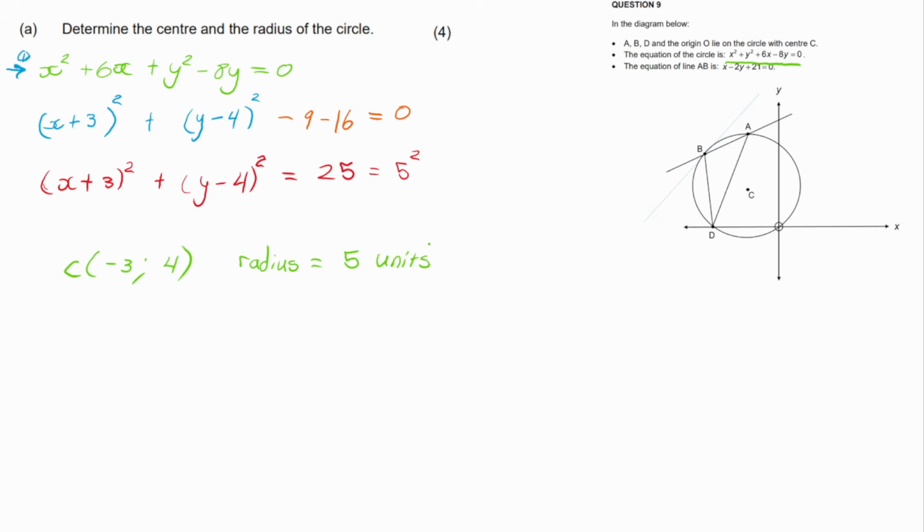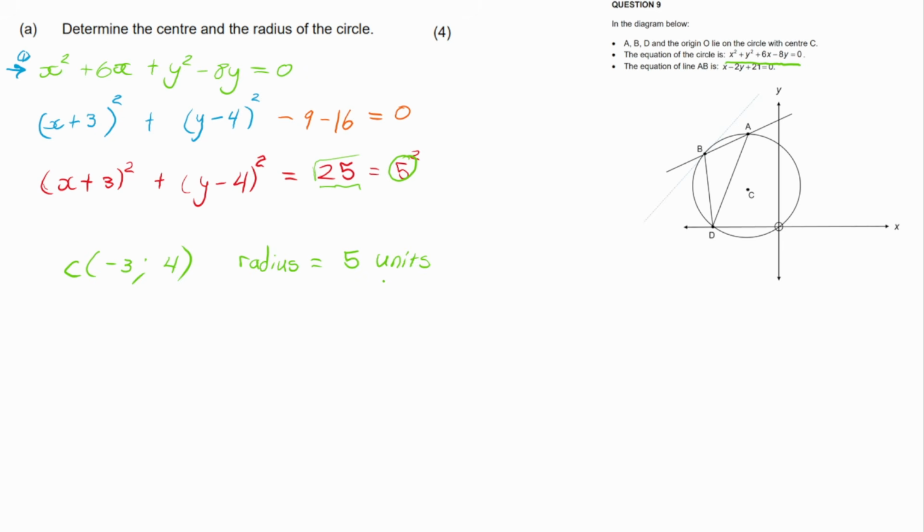So be very careful. This number on the right, this number here on the right is 25. It's the radius squared. So to determine the radius, we take the square root of this. So that's why it's 5. That's why the radius is 5. Okay, so that's all we needed to do here.